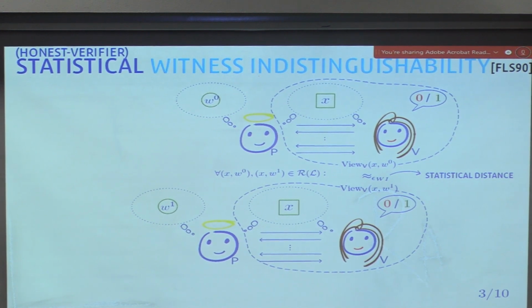So this is a weaker notion than statistical zero knowledge. Because here you could reveal things about the witness, but still be witness indistinguishable. I'll come to an example. Sorry. The way to think about it is in efficient simulation. Here you're working on efficiency.